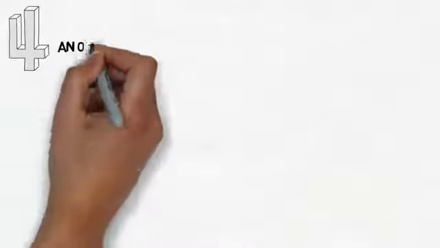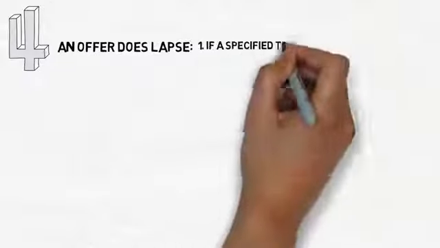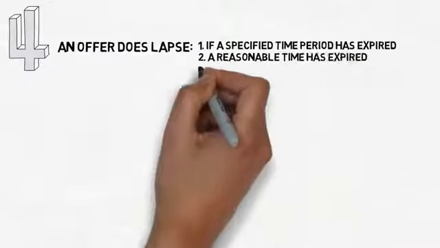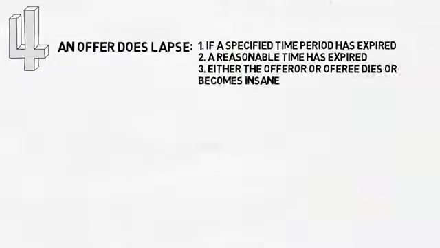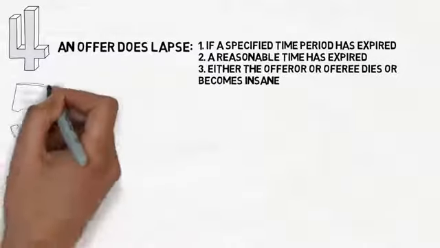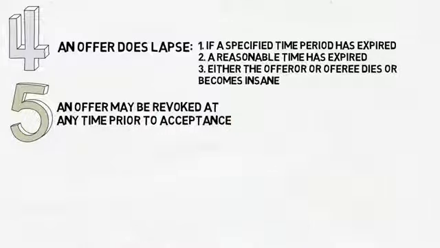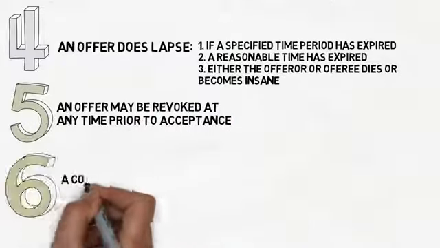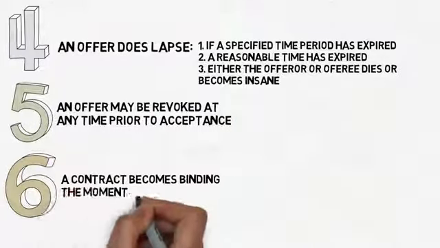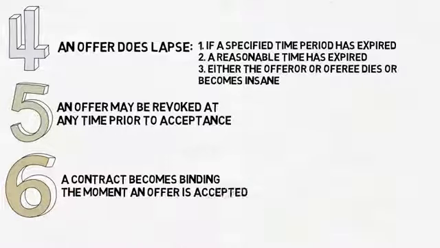Fourth, an offer does lapse and can lapse in three ways. First, if a specified time period has expired, a reasonable time has expired, or either the offerer or offeree dies or becomes insane. The fifth rule is any offer may be revoked at any time prior to acceptance. And the sixth, a contract becomes binding the moment an offer is accepted.